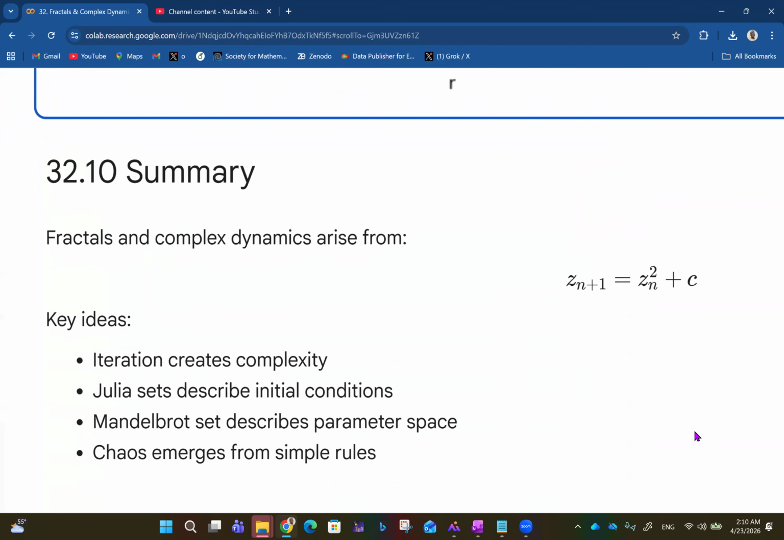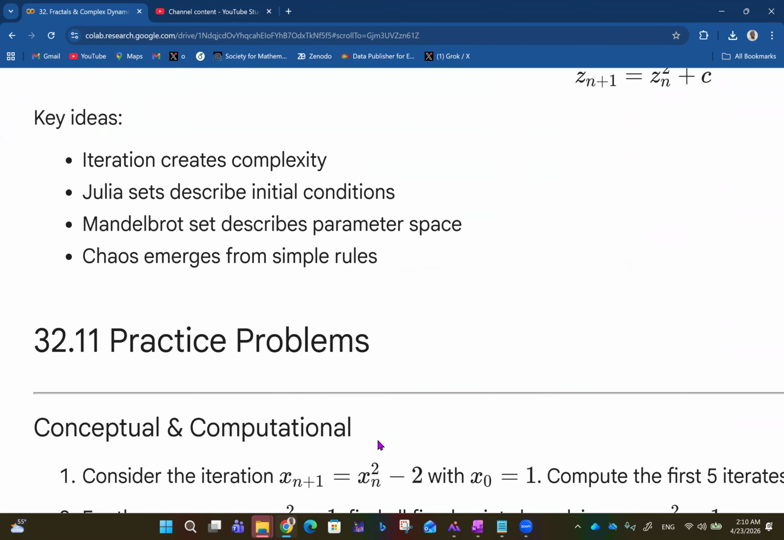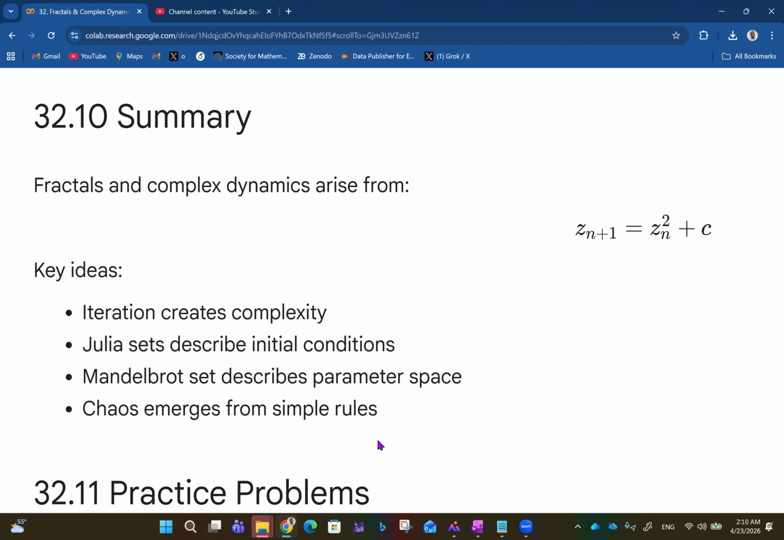In summary, we know that fractals and complex dynamics arise from the fact that Zn plus 1 equals Zn squared plus C. The key ideas we have there are that iteration creates complexity, Julia sets describe initial conditions, and the Mandelbrot set describes parameter space. So chaos emerges from simple rules. Chaos can emerge from order, right? That's one thing that Julia sets and Mandelbrot sets can teach us.